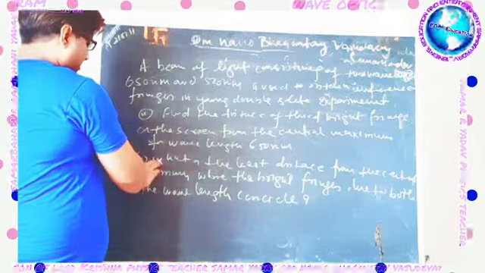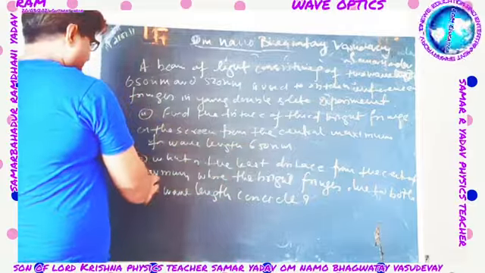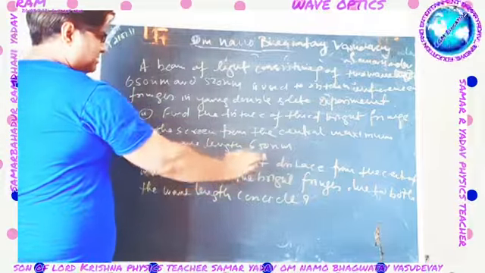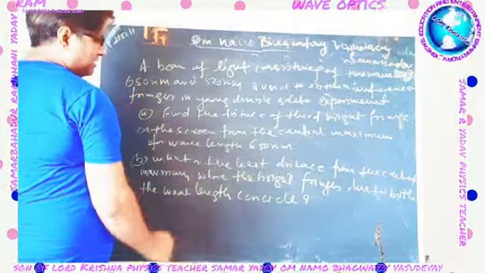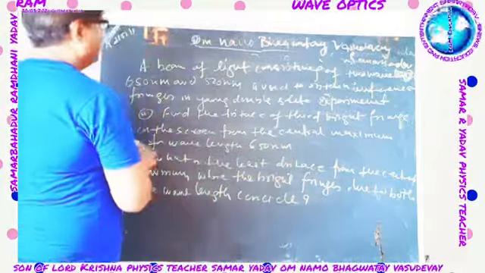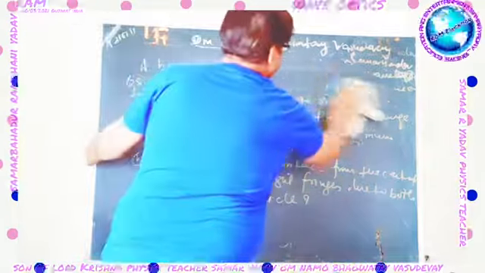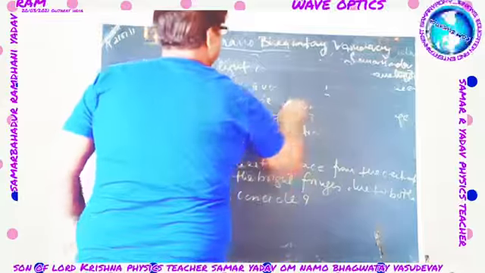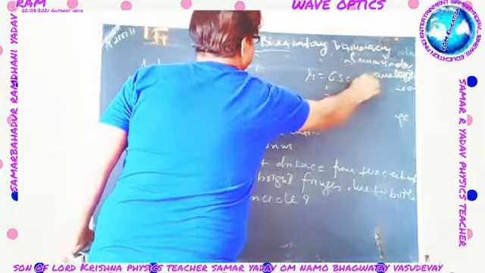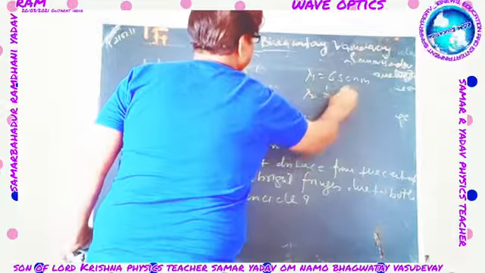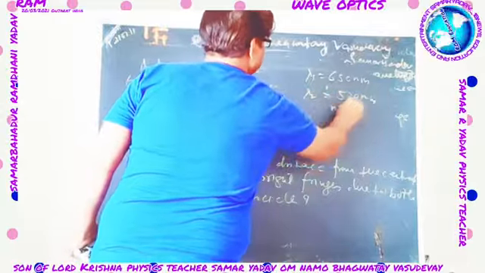And second, what is the least distance from the central maximum where the bright fringes due to both the wavelengths coincide? Now what is given in this numerical: lambda 1 is equal to 650 nanometer, lambda 2 is equal to 520 nanometer, and n is equal to 3.